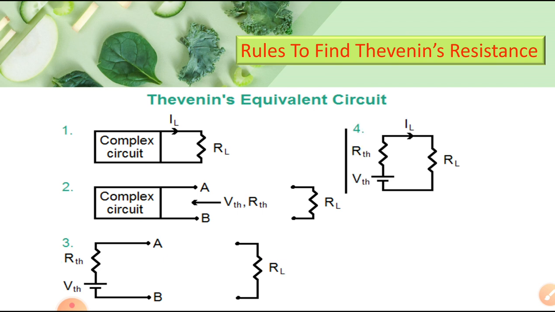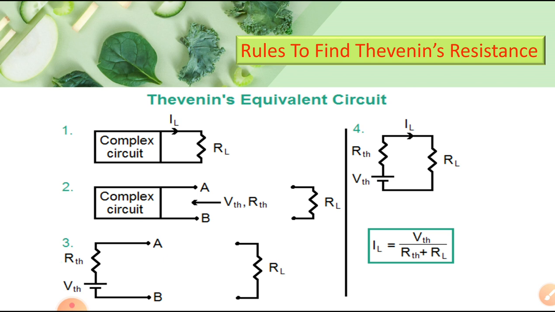Now what is the fourth step? Simply connect it. And next, if you know this value, simply find the required load current IL, which is equal to V Thevenin divided by R Thevenin and RL connected in series. Then we get the load current IL.